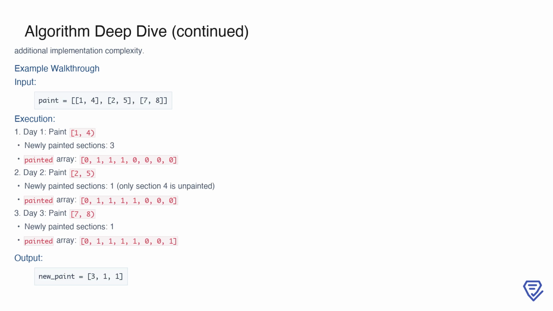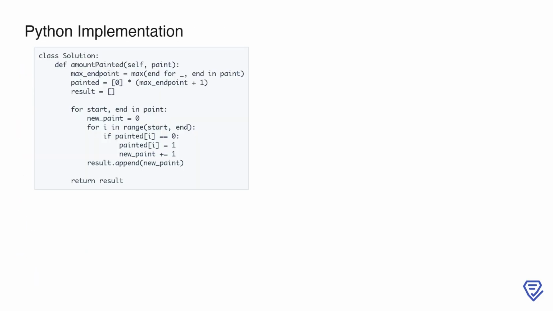This example illustrates how the algorithm tracks and updates the painted sections while calculating the newly painted area efficiently for each interval. This implementation begins by determining the maximum endpoint across all the intervals provided in the paint list. The painted array is initialized to a size that accommodates this maximum endpoint, with all elements set to 0, representing unpainted sections. The result list is prepared to store the new area painted for each day's interval.